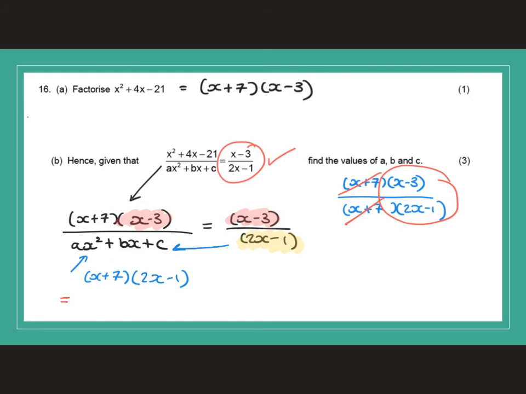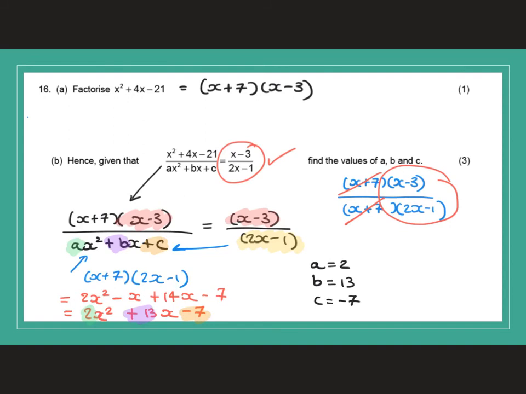Now, how do we find a, b and c? Well, expand this pair of blue brackets. So we get 2x squared minus x plus 14x minus 7, which is 2x squared plus 13x minus 7. And then can you see your values of a, b and c? So a is 2, b is 13, and c is negative 7. And we should write all that down. a equals 2, b equals 13, c equals negative 7.